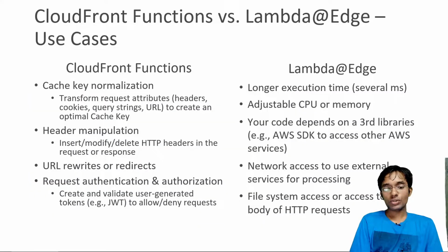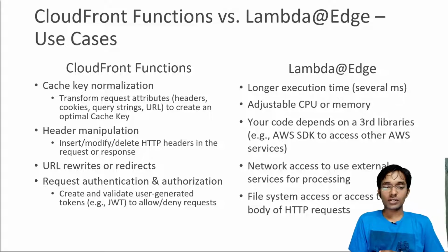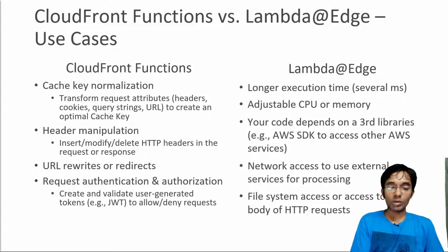So when do you use CloudFront function versus Lambda@Edge function? Well, CloudFront functions are going to be used for cache key normalization. So you want to transform the request attributes such as the headers, cookies, the query string, and the URL to create an optimal cache key. You also want to manipulate your headers. So you want to insert, modify, or delete HTTP headers in a request or response, or you want to do your own rewrites or redirects, or do request authentication and authorization directly at the edge. So you can create and validate user generated tokens.